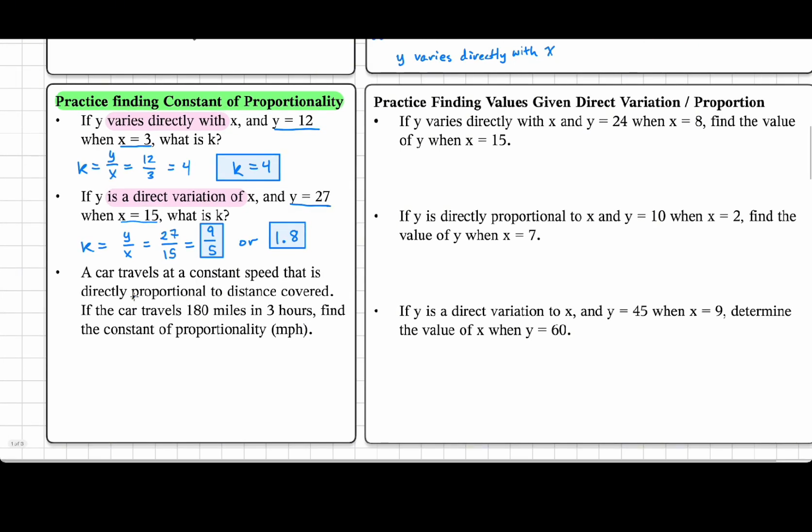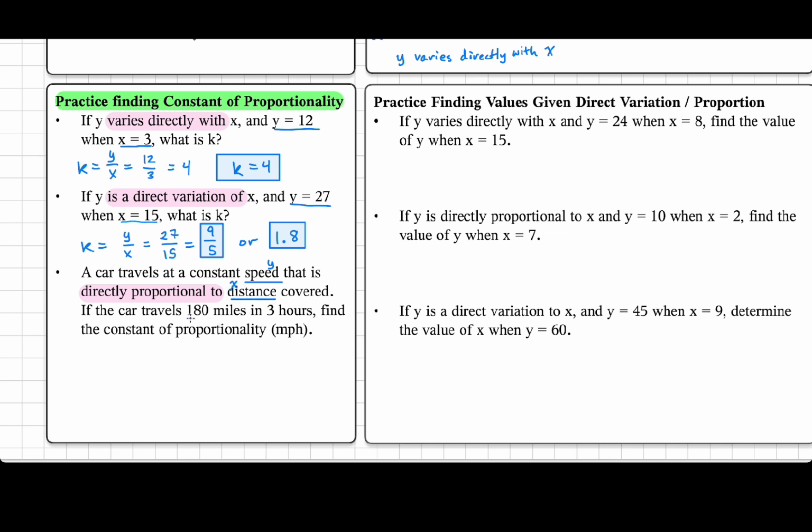All right, third problem here. A car travels at a constant speed that is directly proportional to the distance covered. If the car travels 180 miles in 3 hours, find the constant of proportionality. So this time they did not include the variables, but they did use the key phrase "is directly proportional to." And in all questions like these, you're always going to see y varies directly with x. So in this problem, our speed is our y and our distance, that's our x.